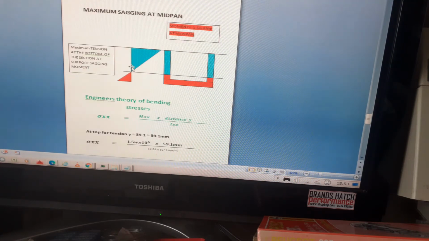Now we need to check the next biggest stress, the bending stress at the middle. The maximum sagging moment at the midspan, which we already worked out in the last video, is 1.5 times W, which is a UDL. The maximum tension, this time, is at the bottom because it's sagging, so it's going to try and crack at the bottom. It's going to crush at the top and crack at the bottom. Just got to remember that.